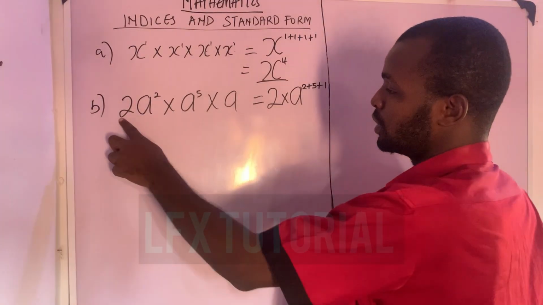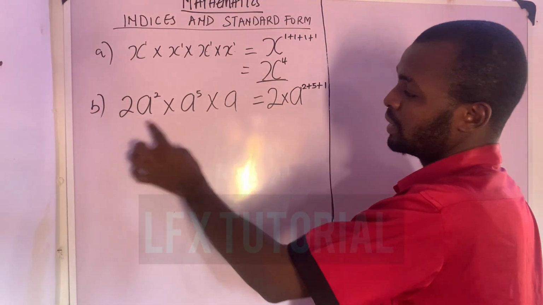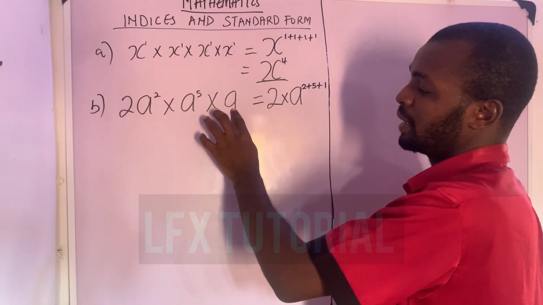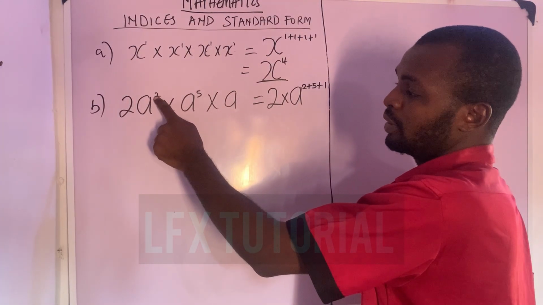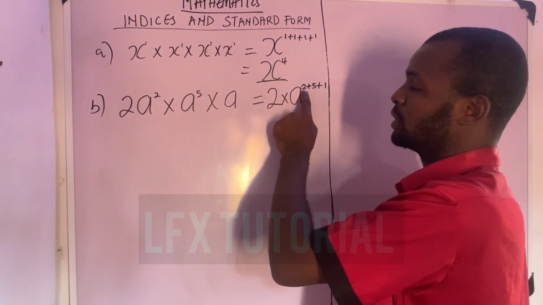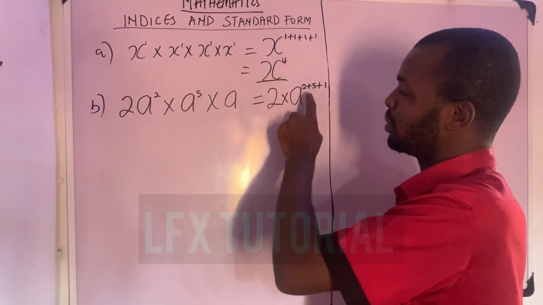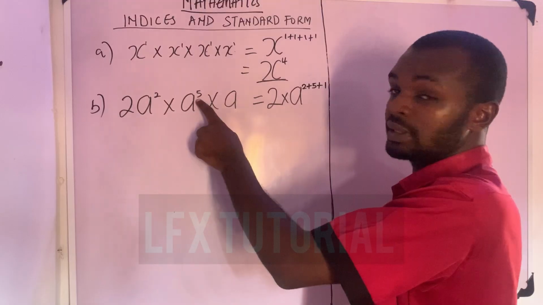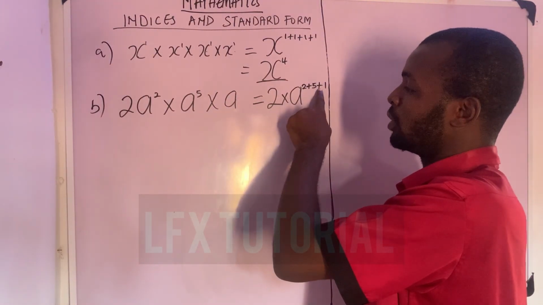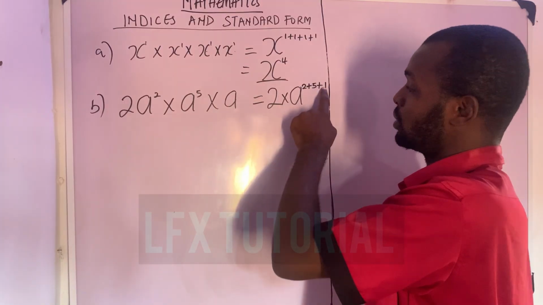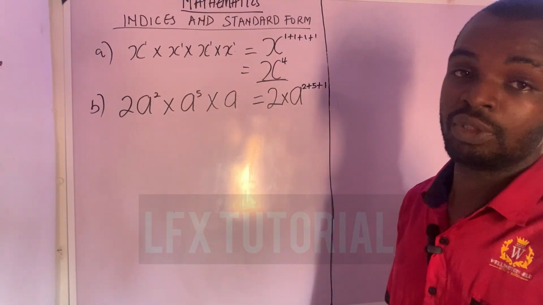So I go again. This is 2. Bring out the numbers first. Times, there is a here and a here, so you pick one a. You start from the first a. What is up here is 2, you put 2. Times will change to plus. Next a here is what? 5. Times will change to plus. Then a again here is what? 1. Do it this way gradually.